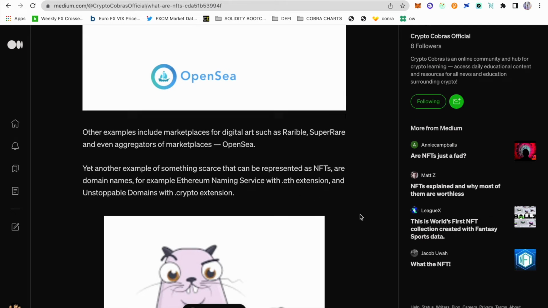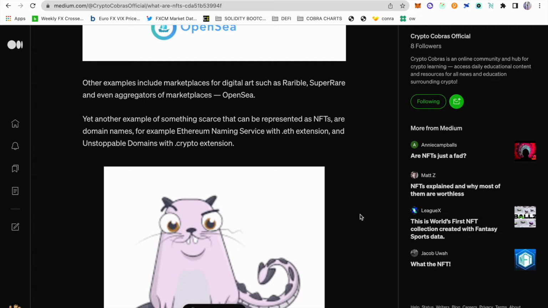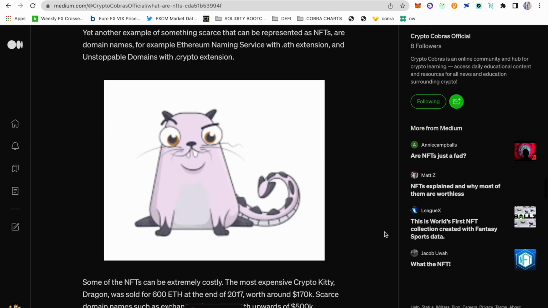Yet another example of something scarce that can be represented as NFTs are domain names. For example, Ethereum Name Service with .eth extensions and Unstoppable Domains with .crypto. So these are the things that we'll see. If you are a person that buys domain names, do buy all the .eth ones and the .crypto ones, because soon they'll be worth quite a bit.